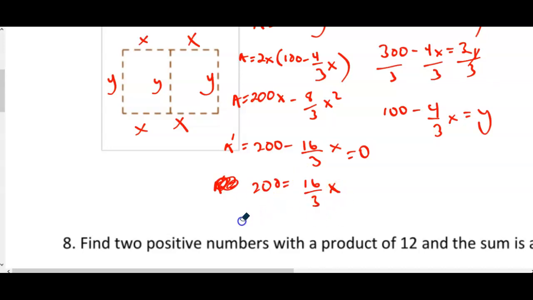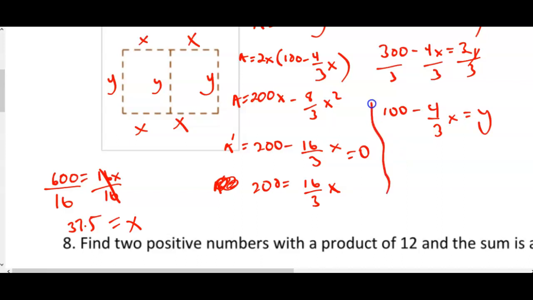And then we're going to multiply by 3. So 600 equals 16x. And then divide by 16 on both sides. And you got x equals, man, that's 37.5 right there for x. So now I just come back over here and plug it in for y. So to find y, I'm going to go 100 minus 4/3 times 37.5. All right. So you got 50 equals y when you plug it in. So that's what we got, 37.5 and 50, okay?